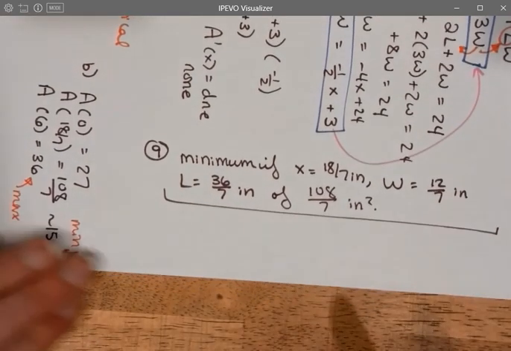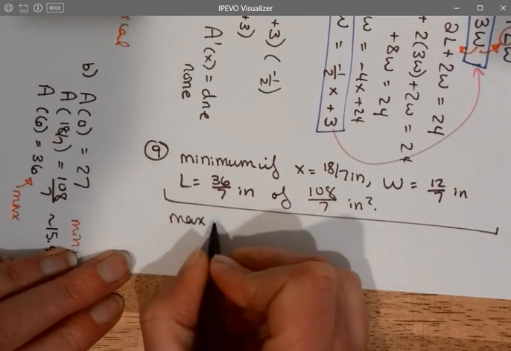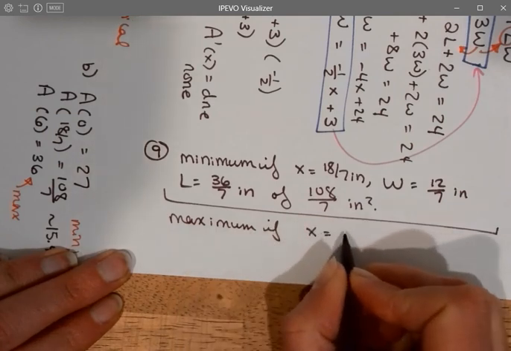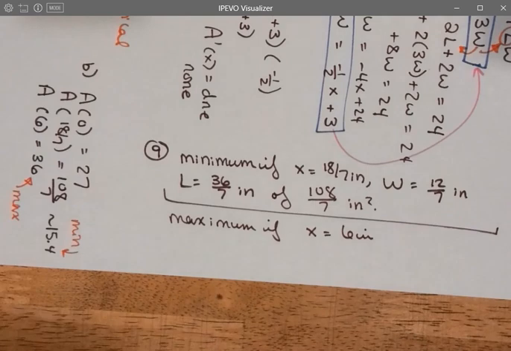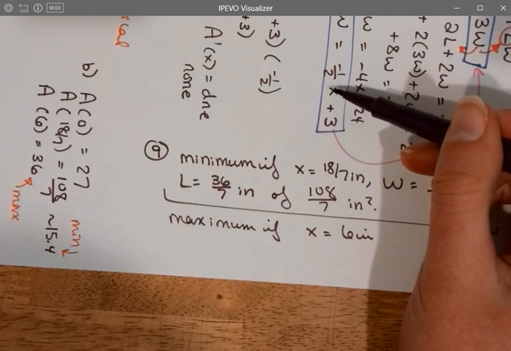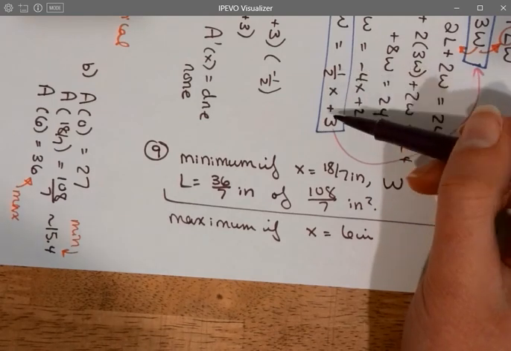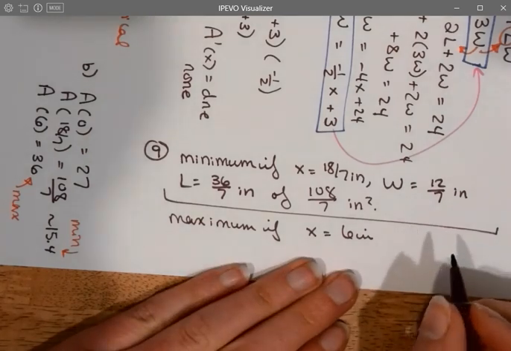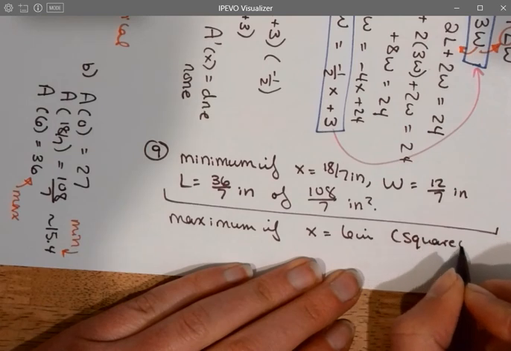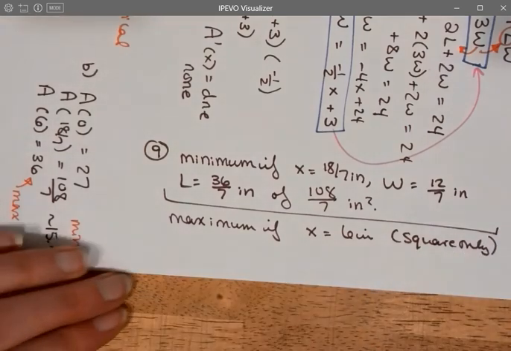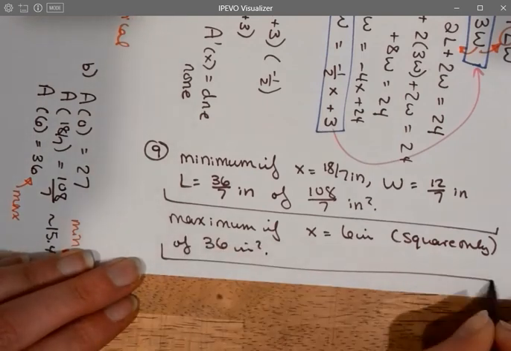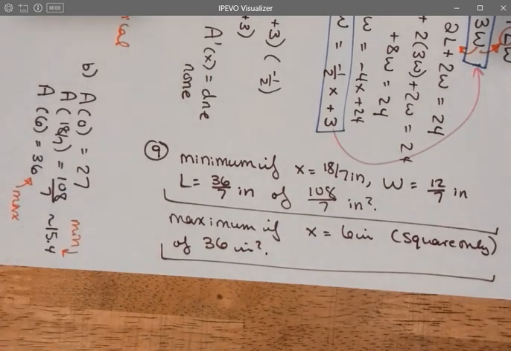Then for the other part, I have a maximum if x is equal to 6 inches, and if x is equal to 6 inches, remember that if I plug 6 in for width, 6 times -1/2 plus 3 is 0, so I have length and width of 0. So this is the square only case. So I have length and width of the rectangle of 0 and area of 36 square inches. Those are our two answers for when we have both a maximum and a minimum.